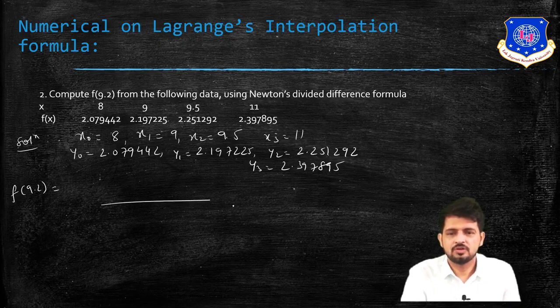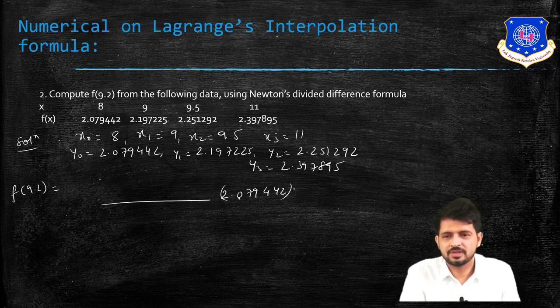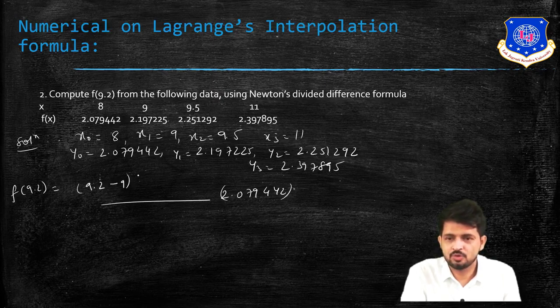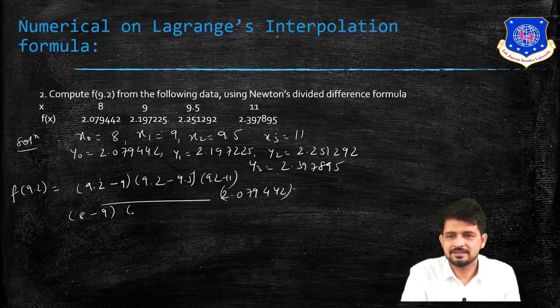There will be 4 terms because there are 4 values of y. The first value, I am directly writing, is 2.079442. Here we first have to subtract the values from 9.2, because 9.2 is our x. Except 8 we have to subtract all the values, right? 9.2 minus 9, 9.2 minus 9.5, and 9.2 minus 11 divided by 8 minus 9, 8 minus 9.5, and 8 minus 11. This is my first term.